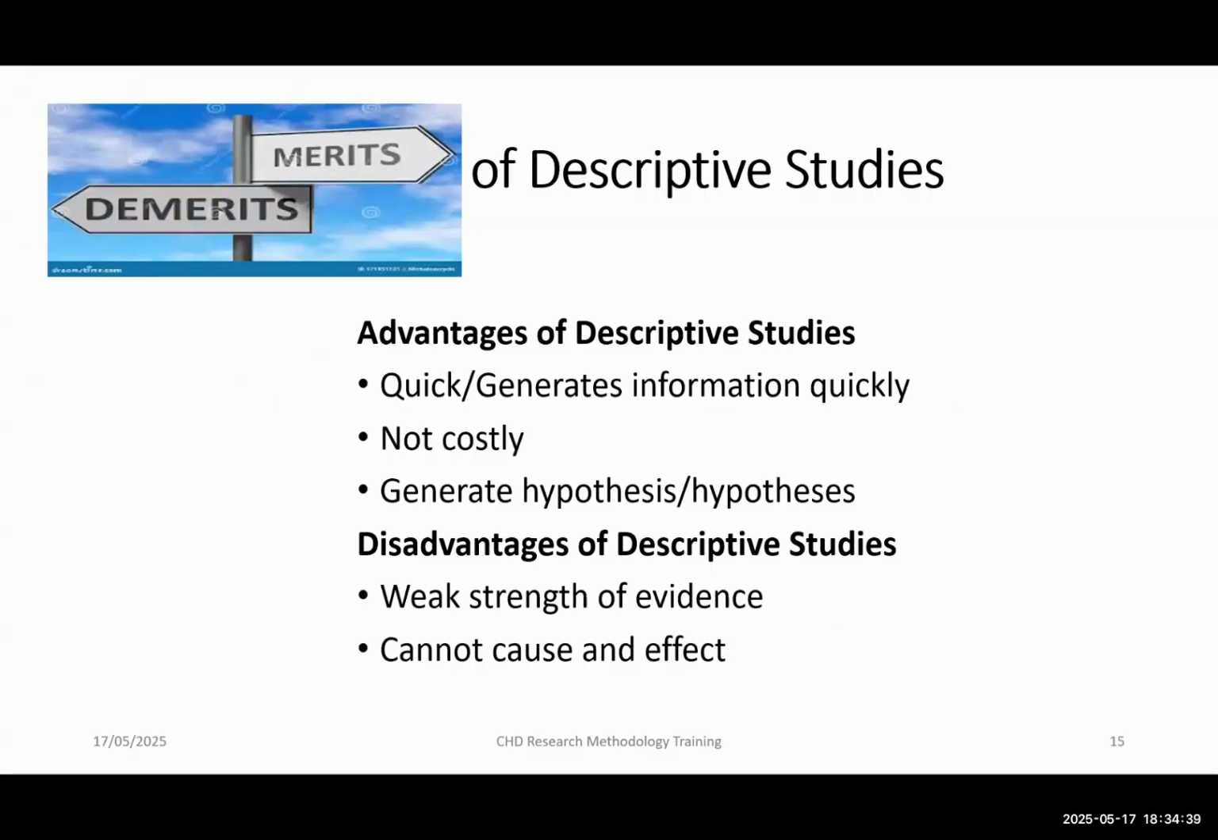So in as much as the evidence on the hierarchy is not that high, it still has some advantages. It's quick, and you can generate information very fast. When you also have limited resources in terms of funds, it's easy for you to do a descriptive study, because you're really just asking people and describing what you're seeing, so it's not expensive. And at the end it helps you to generate hypotheses from that study.